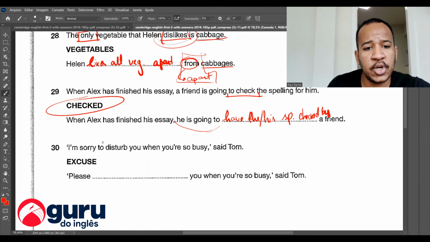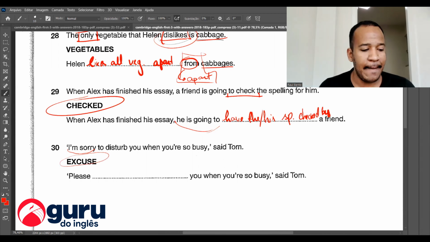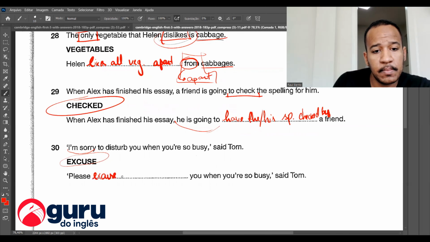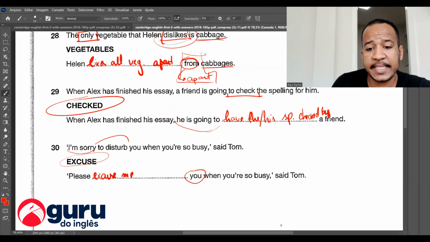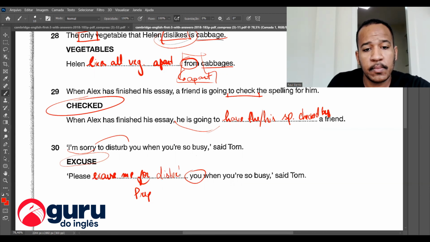And the last one, number 30: I'm sorry to disturb you when you are so busy, said Tom. Okay, this one is not hard either. So I'm sorry, the exercise gave us excuse. It's easy. When I say I'm sorry, it's like I say, excuse me for something. Okay, so please excuse me you when you were so busy. To disturb, excuse me for is a preposition. After a preposition, we must use ing. So excuse me for disturbing. I need to use ing here: for disturbing you when you were so busy.